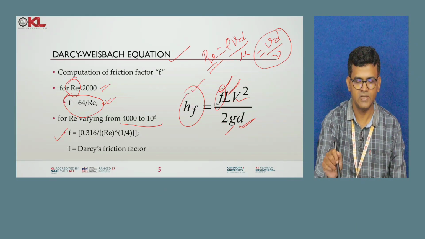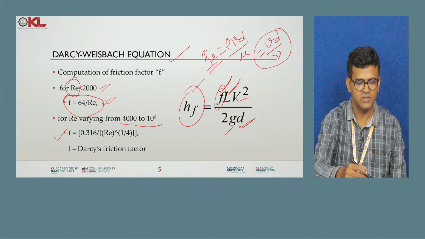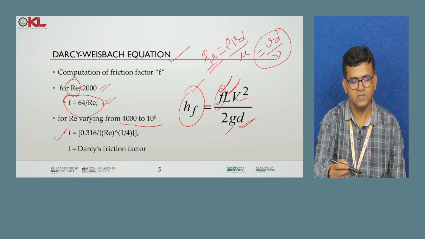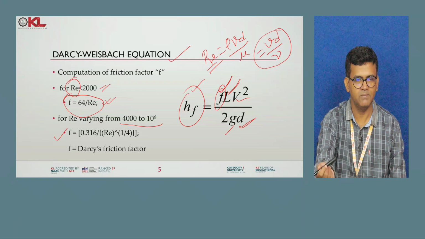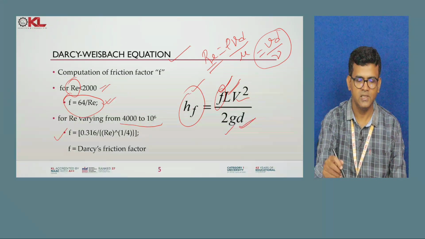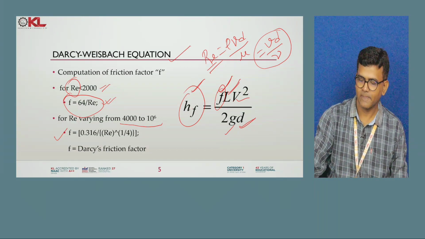So F is called the friction factor, and this equation is given by the Darcy-Weisbach equation. That's why F is called Darcy's friction factor. This is the way: after getting the value of F, you can compute hf. So using the Darcy-Weisbach equation, you can compute the energy loss in terms of the head due to friction.